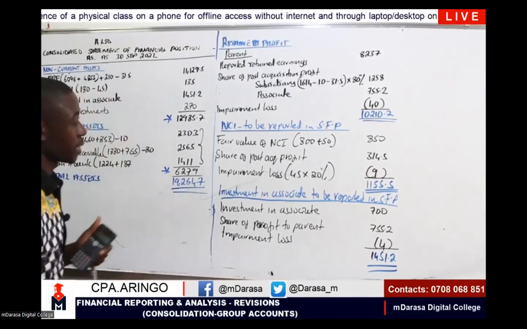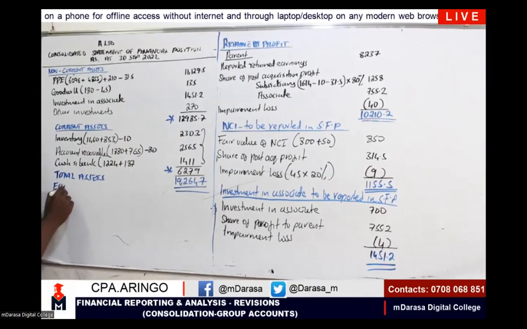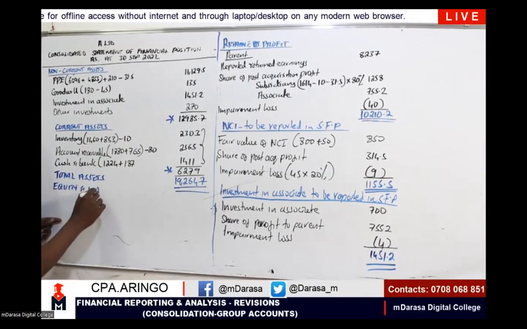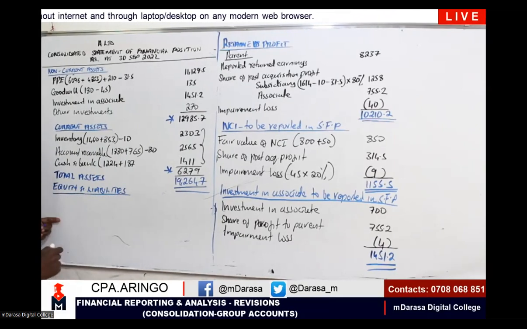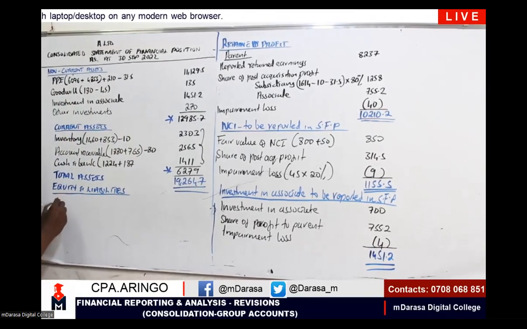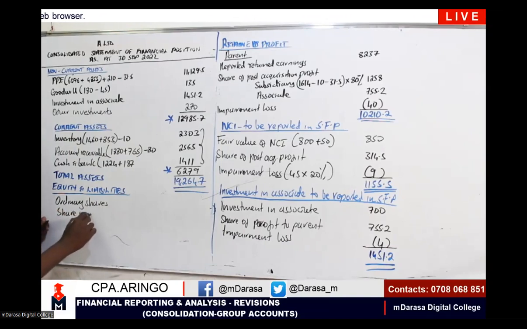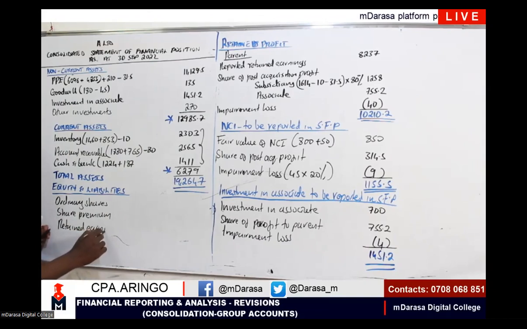19,264.7. Okay. Then what about our equity and liabilities? Equity and liabilities, there are figures that are just direct entry here. Ordinary shares, this is a format. Ordinary shares, share premium, retained earnings, and NCI.